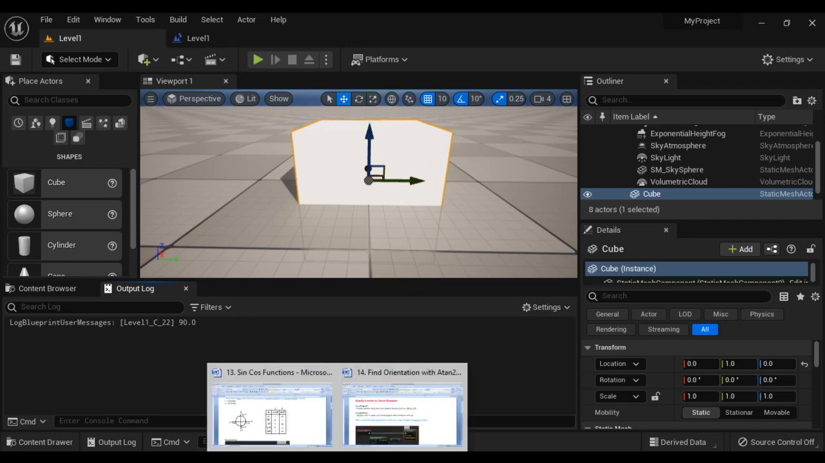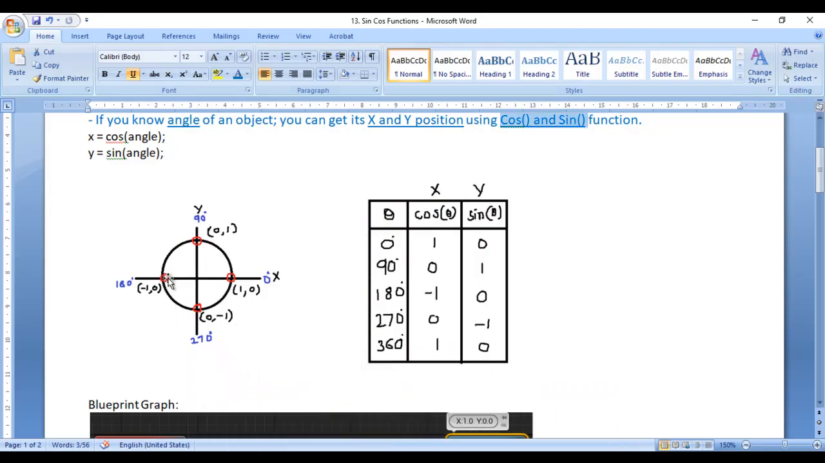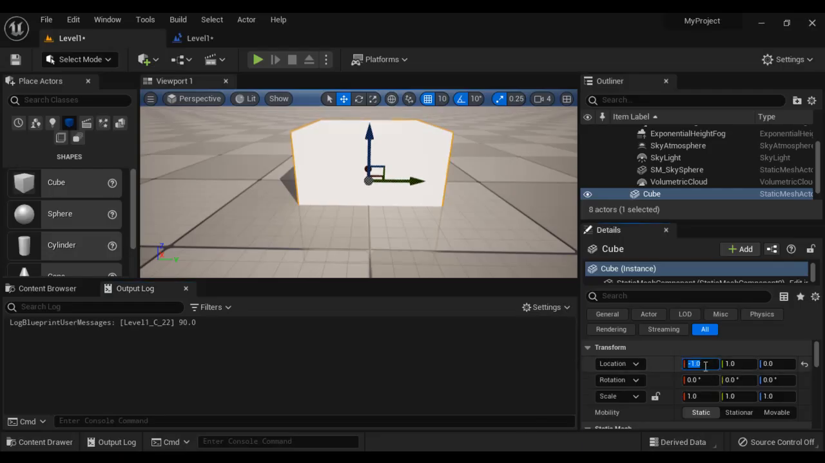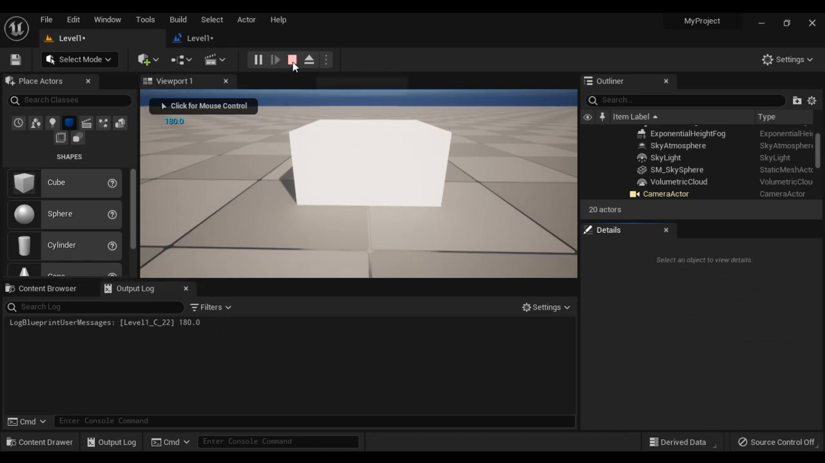Understanding? Let's go back. Let's say the cube is in this place where x is minus 1, y is 0. Definitely we get 180 degrees. Play. You see we got 180 degrees, guys.